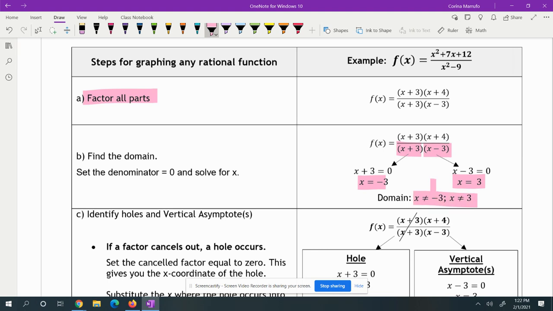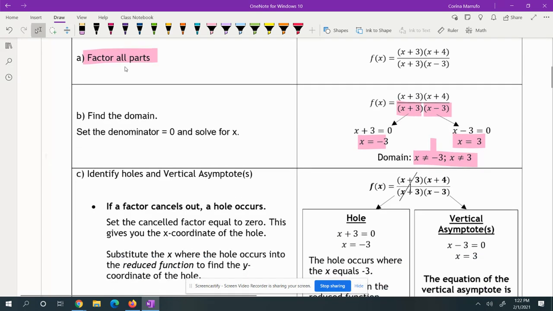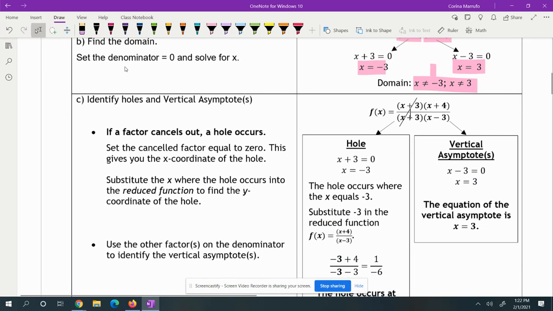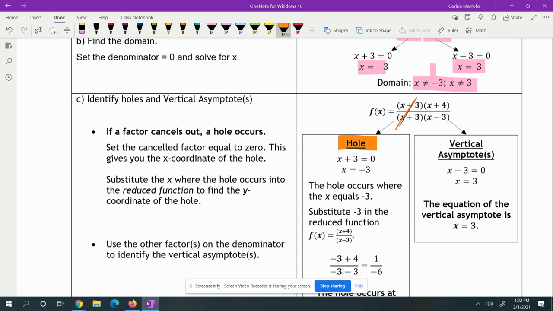Then from there, you're going to identify the holes and the asymptotes, okay? So if you notice here, we have an x plus 3 on the top and an x plus 3 on the bottom. That causes it to cancel, okay? So when it does cancel, the factor that cancels, that is where you get your hole from. So what you go ahead and do is you set it equal to 0 and solve for x. But then your hole is at a location, okay? Not only does it have an x value, but it should also have a y value as well.